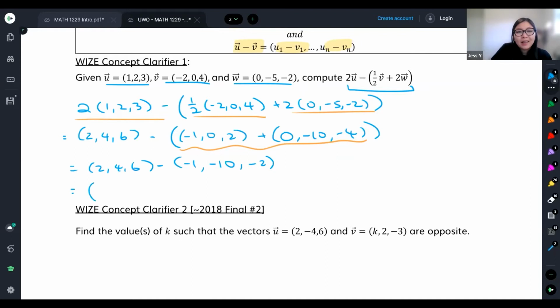All right, now last step, we gotta do the subtraction. 2 minus -1, be careful with your double negatives. Minus -1 is like adding 1, so that becomes 3. 4 minus -10, so again, that's 4 plus 10, so that's 14. And then finally 6 minus -2, so that's like 6 plus 2, so that's an 8.